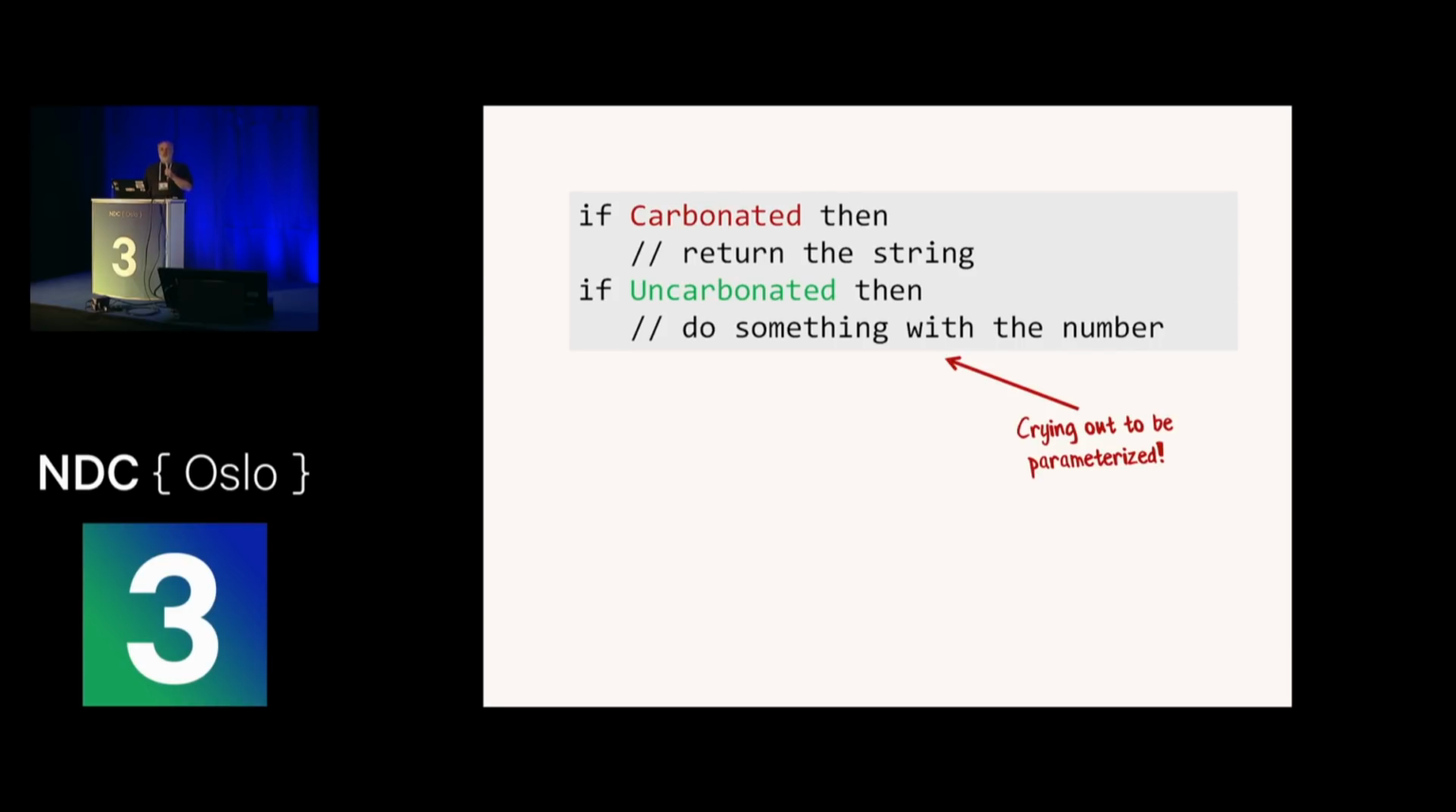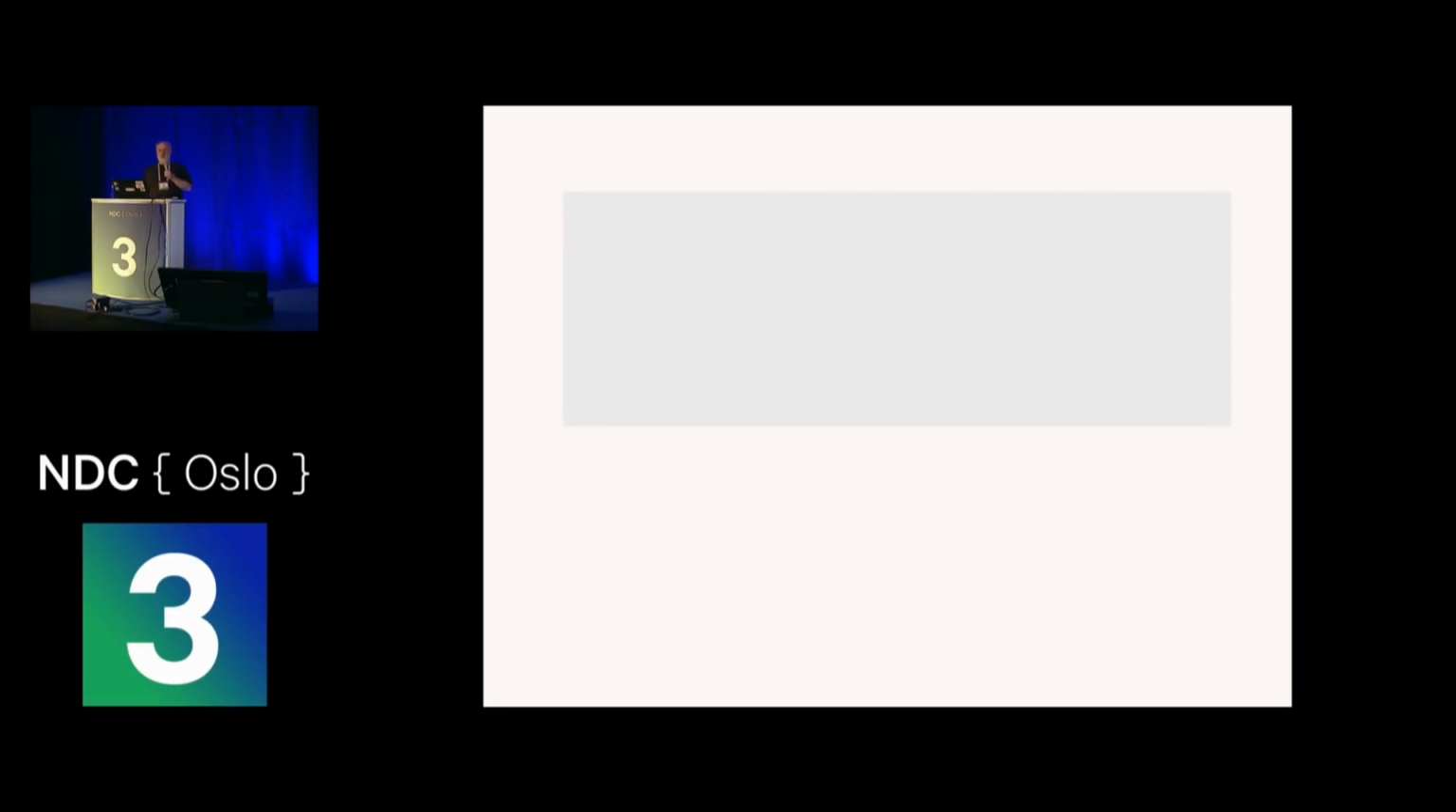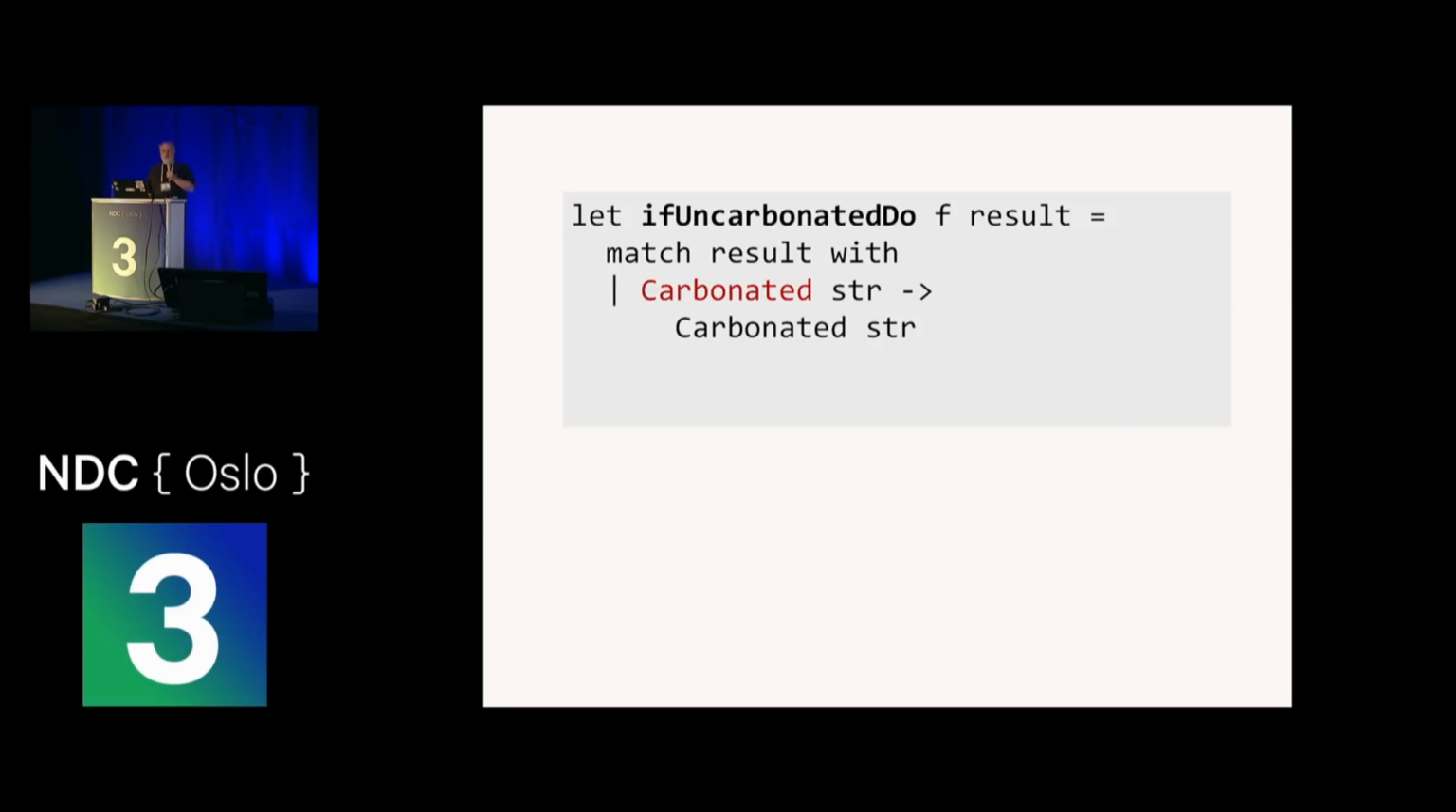So we're going to parameterize. What is it we're going to do? Well, it depends. We don't know. So let's write the code. I'm going to call this function if uncarbonated do. Okay. So if it's carbonated, we say it's done. If it's uncarbonated, we're going to do something with the number, but we don't know what it is. We're going to call a function with that number. Where does that function come from? It's going to come from a parameter. So this is parameterize all things. We don't know exactly what we want to do, so we're going to pass it as a parameter. It's a function parameter. Fine. So it's a function as a parameter.